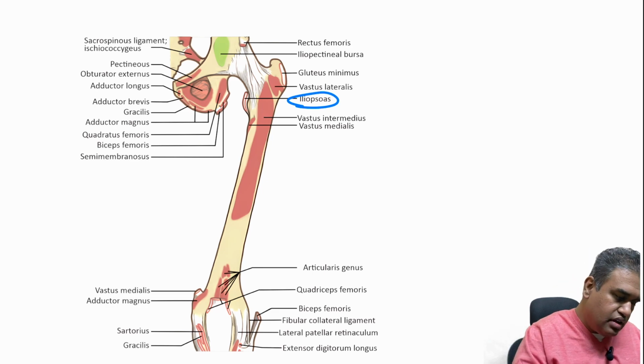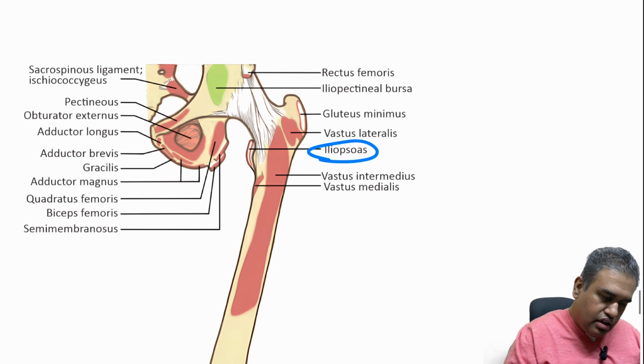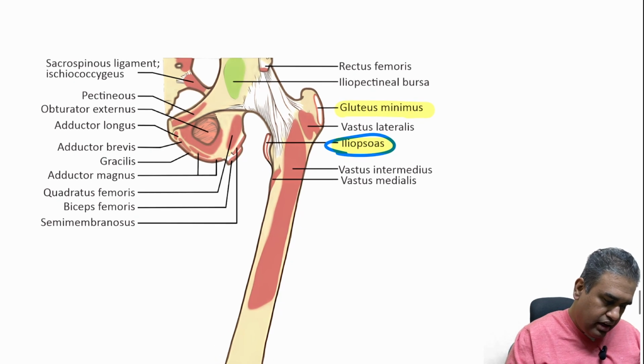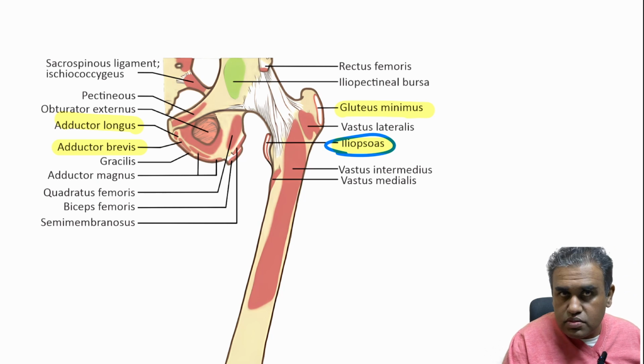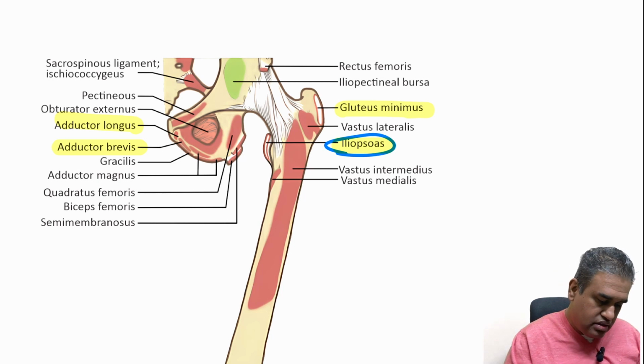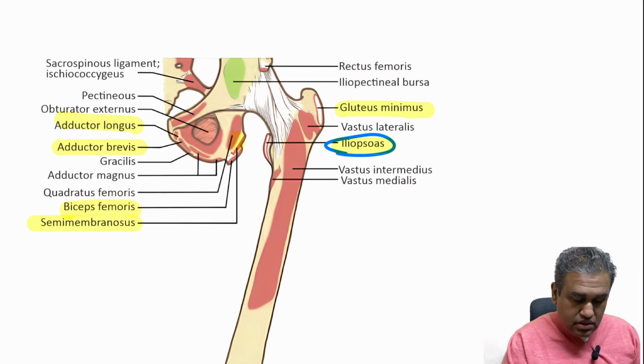Main attachments, if I may highlight over here: look at the gluteus minimus. Iliopsoas is asked normally, right? Then you have the adductor muscles on the pubis bone or the inferior ramus of pubis, they are attached, right? Then on the ischial tuberosity we have biceps femoris and semimembranosus. On the ischial tuberosity they are the hamstring muscles.